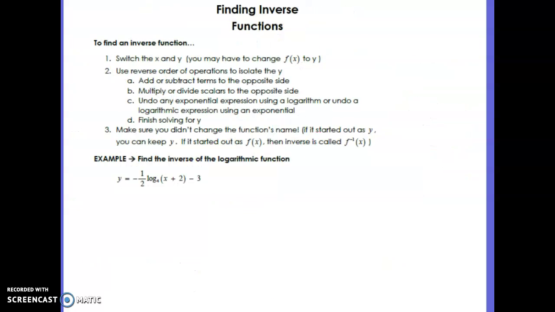All right, moving on. I'm going to run through these examples really quickly, but you can read these directions if you'd like. They're on the sheet as well. Really, all you're doing first is switching the x and the y. So you're rewriting the equation as x equals -1/2 log base 4 of y plus 2 minus 3. We're going to try to isolate that y. We need to move the 3 over, so that will end up being a plus 3 on the other side.